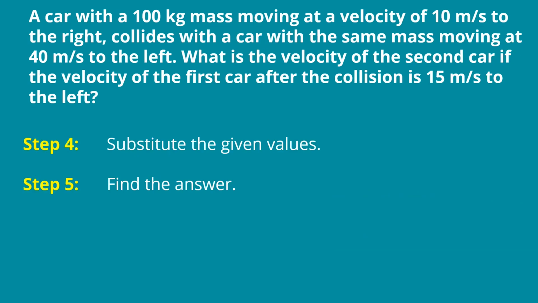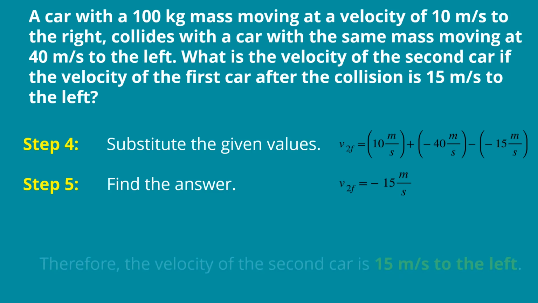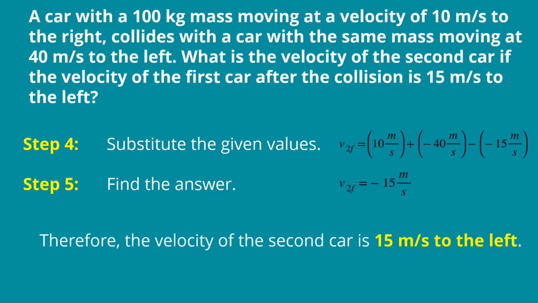Step 4. Substitute the given values. Second final velocity is equal to 10 m per second plus negative 40 m per second minus negative 15 m per second. In performing the equation, the final answer will be second final velocity is equal to negative 15 m per second, or the velocity of the second car is 15 m per second to the left.